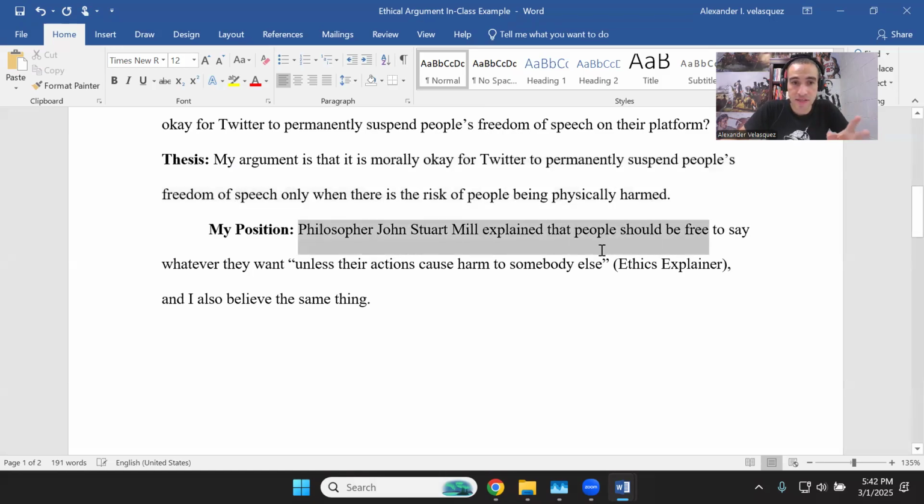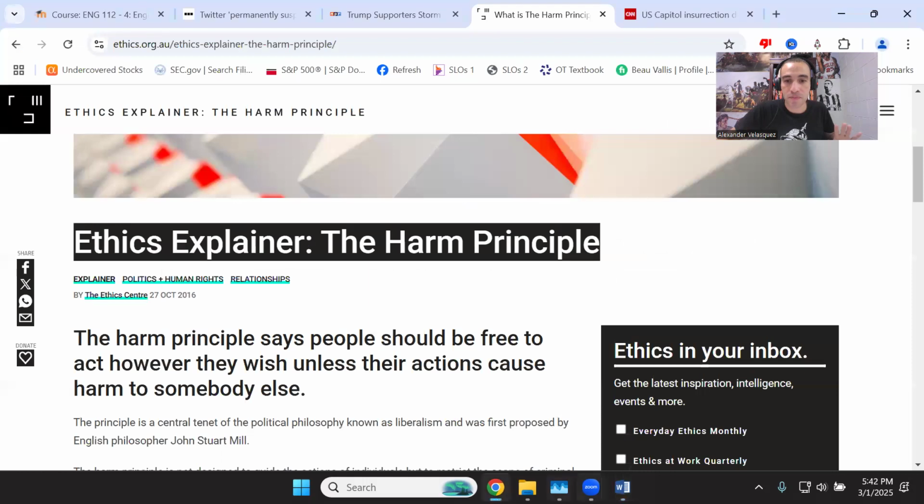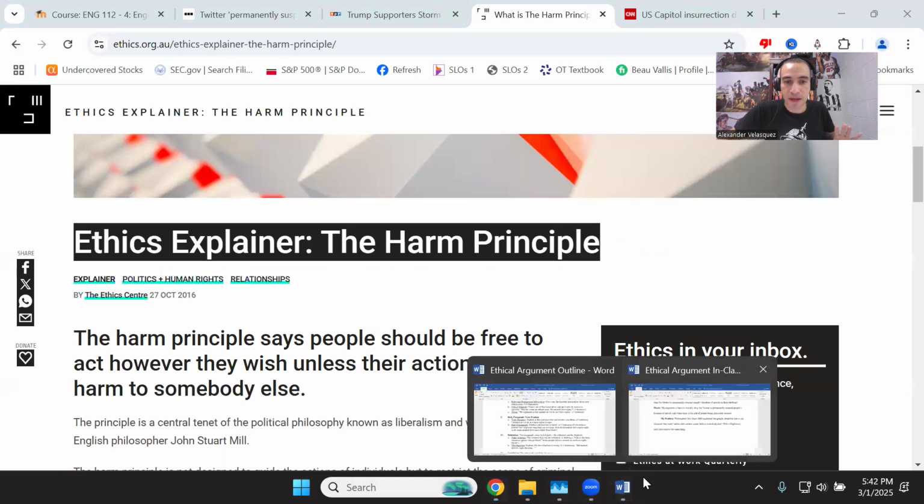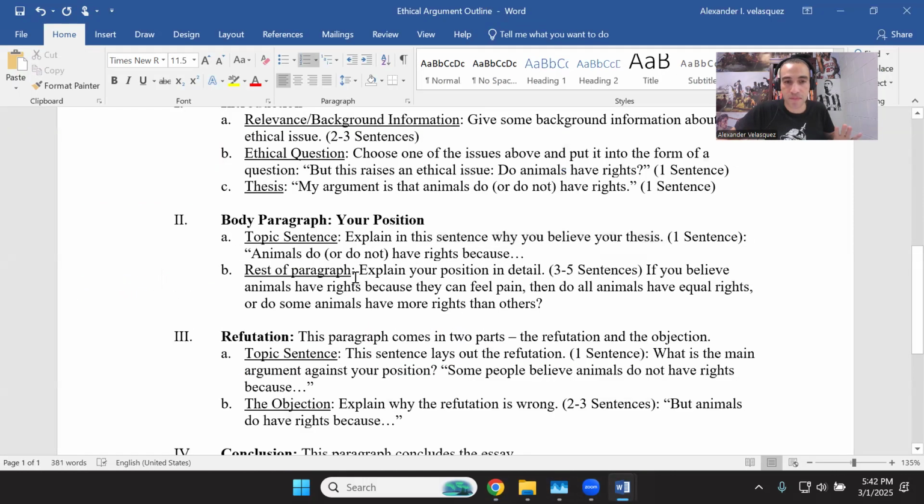John Stuart Mill says that people should be able to say whatever they want unless their actions cause harm to someone else. And I also believe the same thing. Okay, so that explains my position, and that explains the position that I'm going to take. Now the rest of this paragraph is going to be me explaining the position in detail in 3 to 5 sentences.